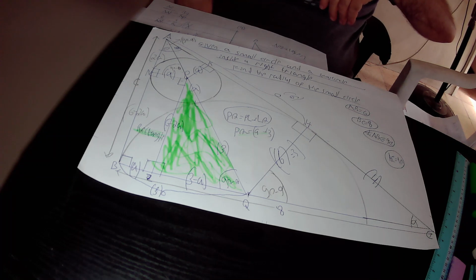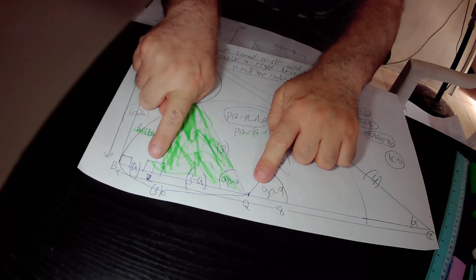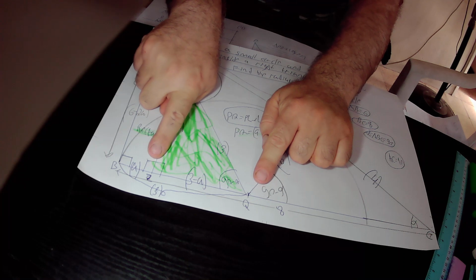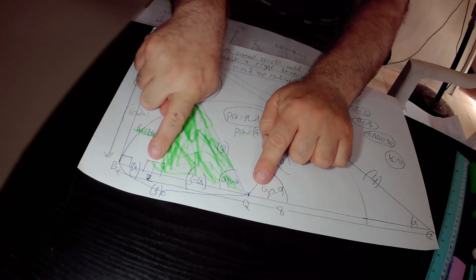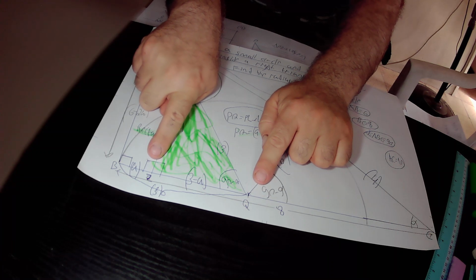Okay. What is the length of the missing side ZQ? ZQ equals BQ minus BZ. Again, ZQ equals BQ minus BZ. BQ is 3, BZ is a, so in total ZQ equals 3 minus a.